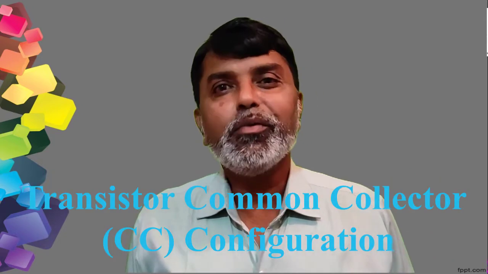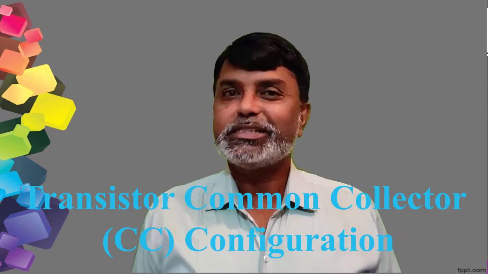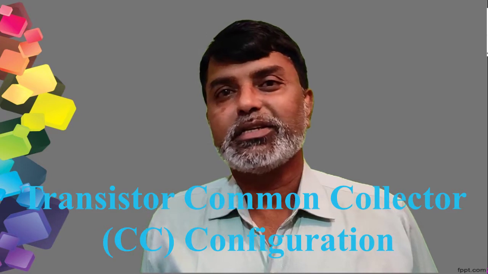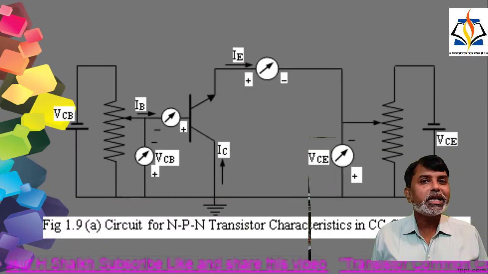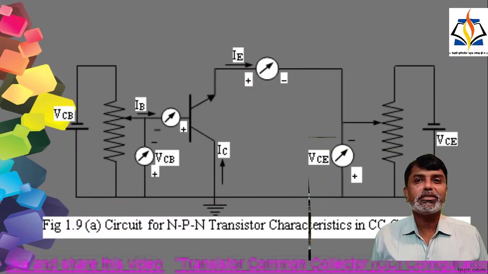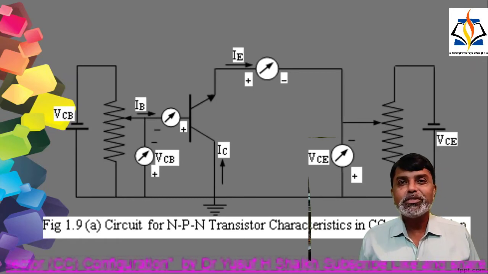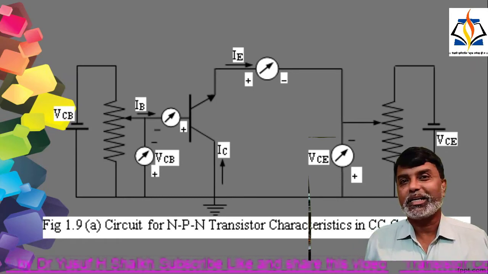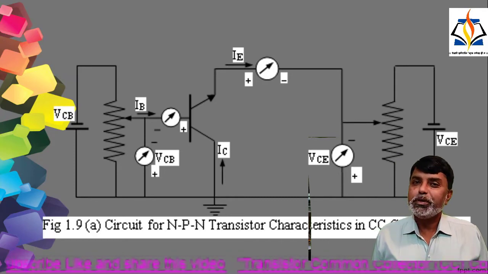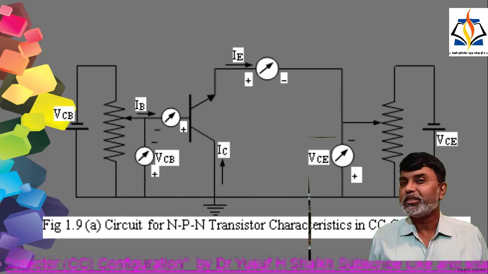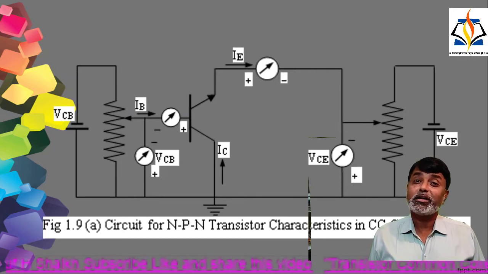Today I am going to teach you Transistor Common Collector Configuration. The circuit diagram for determining the static characteristics of an NPN transistor in common collector configuration is shown in figure in this slide. The base collector junction is reverse biased by using supply VCB.